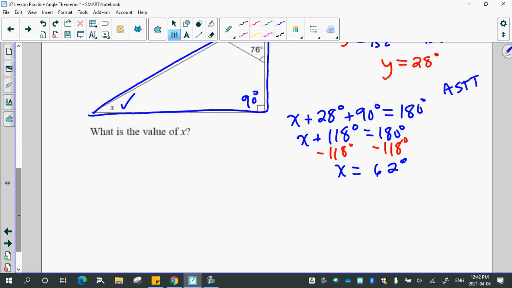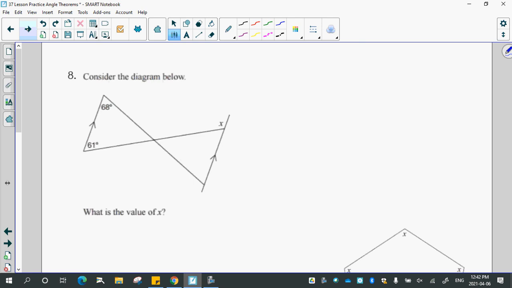All right, our last two. Consider the diagram below. What is the value of X? And notice the arrows meaning parallel lines. May or may not need to use that in order to get the answer.